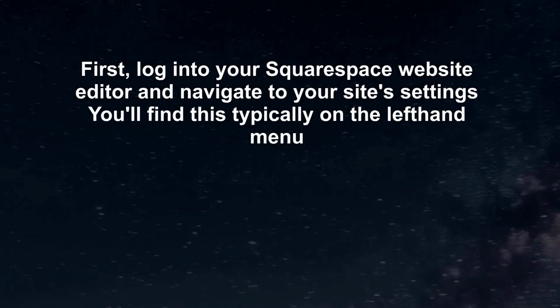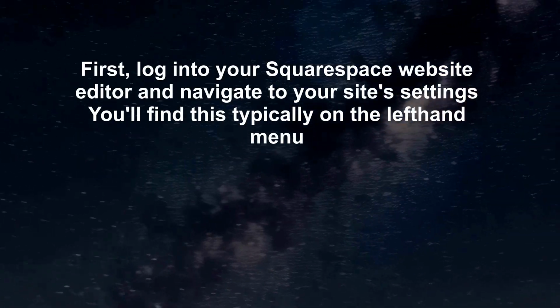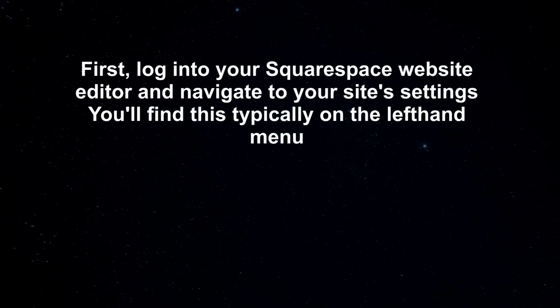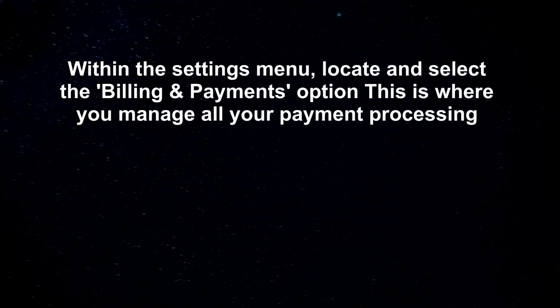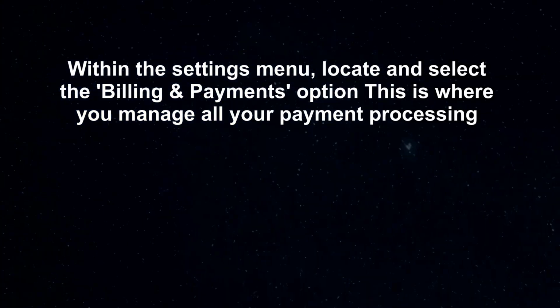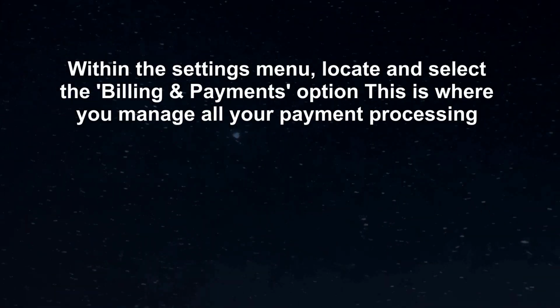First, log into your Squarespace website editor and navigate to your site settings. You'll find this typically on the left-hand menu. Within the settings menu, locate and select the billing and payments option. This is where you manage all your payment processing.